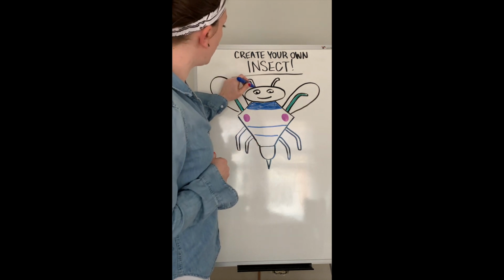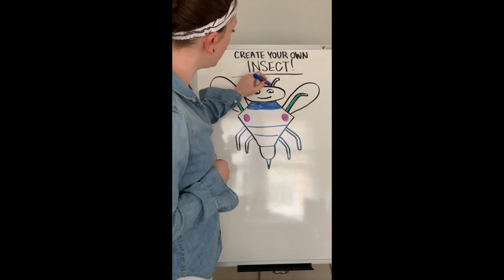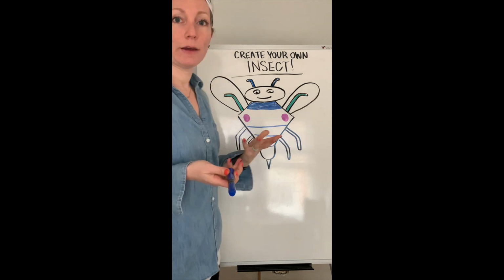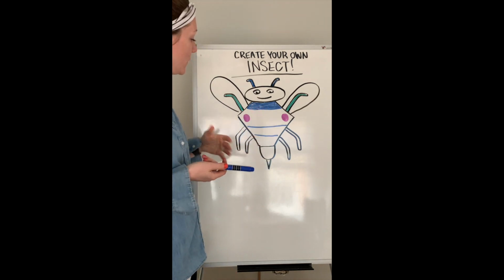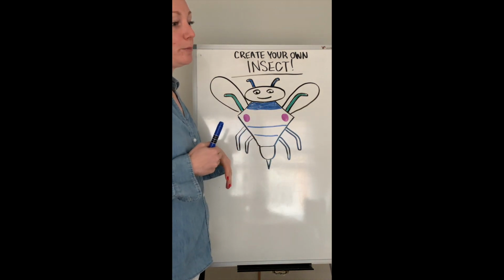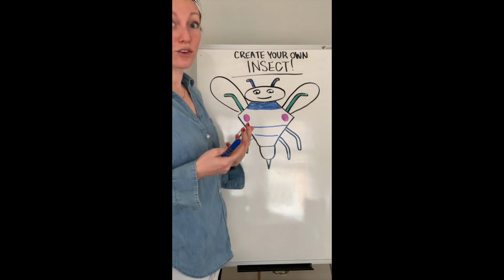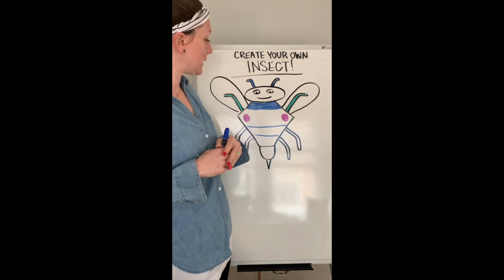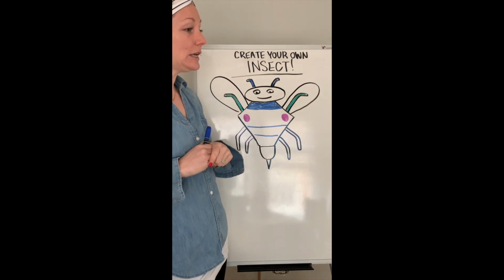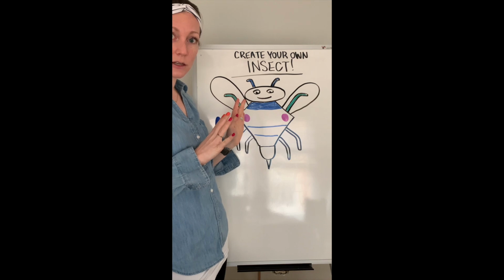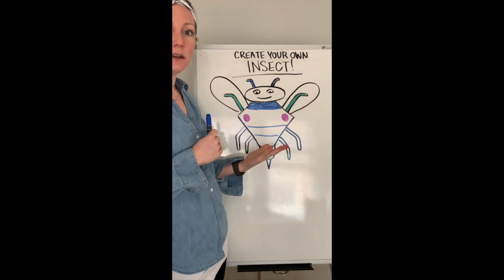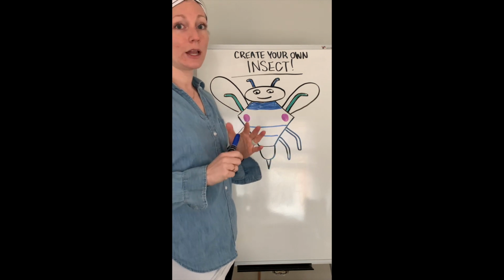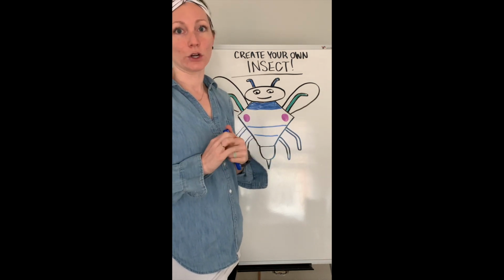So you guys are going to finish your insect by either adding color, or you can leave it black and white if you don't have color at home. You can also take construction paper and you can create your insect out of construction paper by cutting out the shapes. That's perfectly acceptable too. Any way you want to create your insect, whether it be online, on a piece of paper, is completely acceptable. And I really, really look forward to seeing all of your creations.